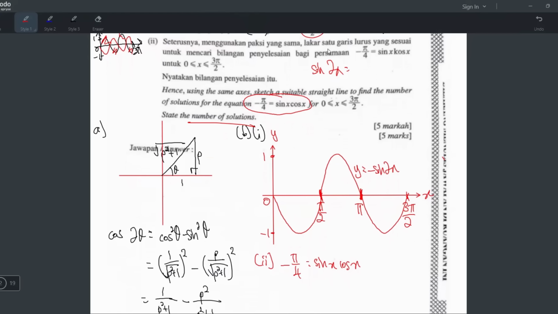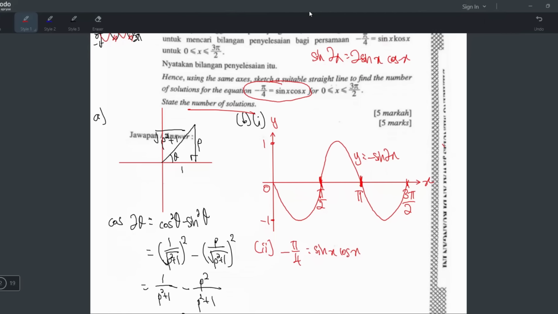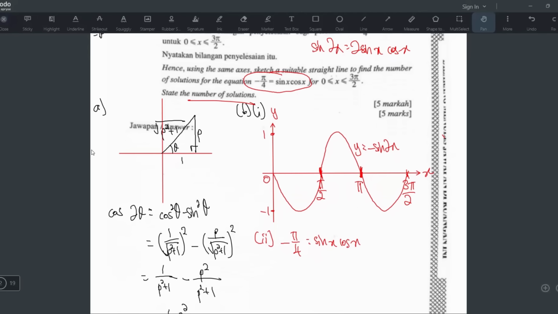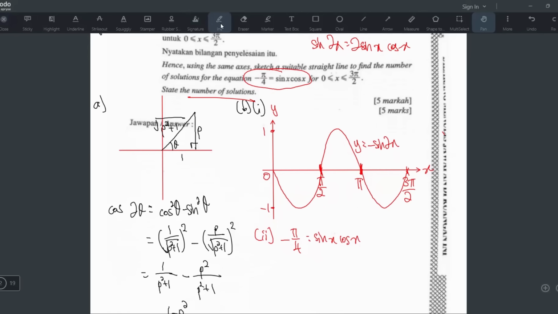Okay, this formula is actually given in the exam. But still I will ask my students to memorize it, because when you memorize it, you can take it out whenever you want, anytime you want. You don't have to flip to the formula sheet. Okay, let's continue here.